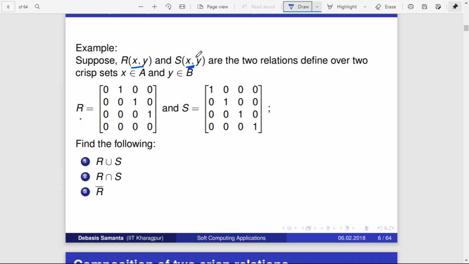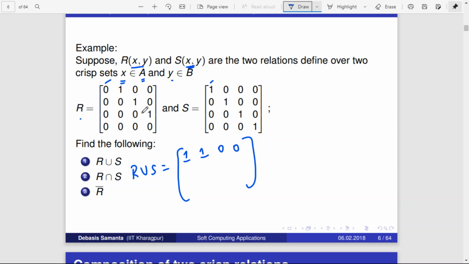S is also on x comma y, where x belongs to A and each element of y belongs to B. Now R union S means what? R union S is nothing but max. It is the max of every element of the relations R and S. So the first element, if you see 0 and 1, the max is 1. Then 1 and 0, again the max is 1. Then 0 and 0, max is 0.